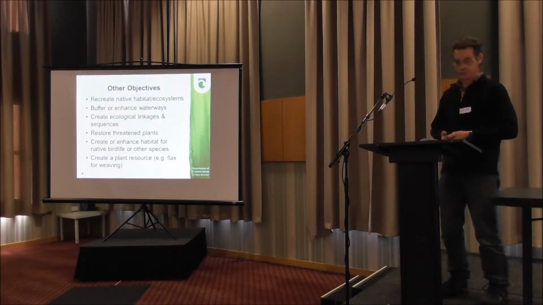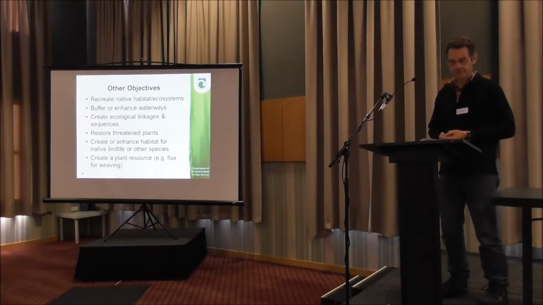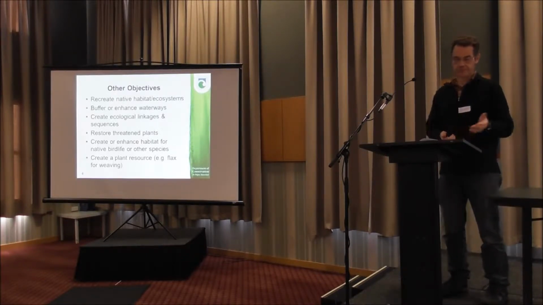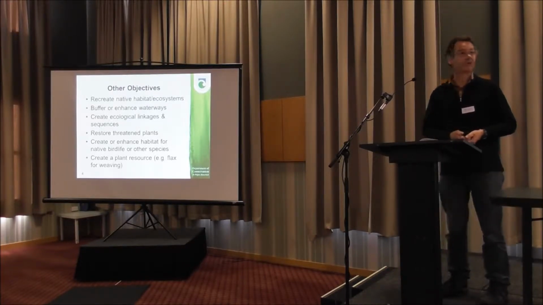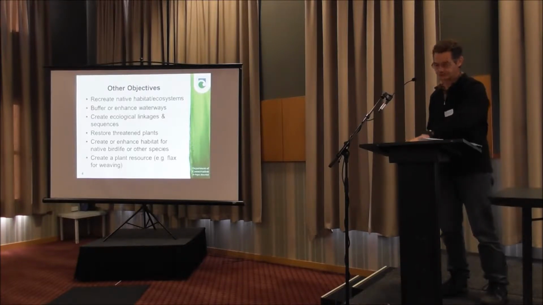But there can be lots of objectives for a site, and that's the key thing of what people want to achieve with their site. So is it recreate native habitat and ecosystems? Is it to buffer or enhance waterways? Maybe create ecological linkages and sequences? Maybe restore threatened plants? Create and enhance habitat for native wildlife or other species? Or it could be to create some sort of resource. Examples could be for flax, for weaving, or some other resource.